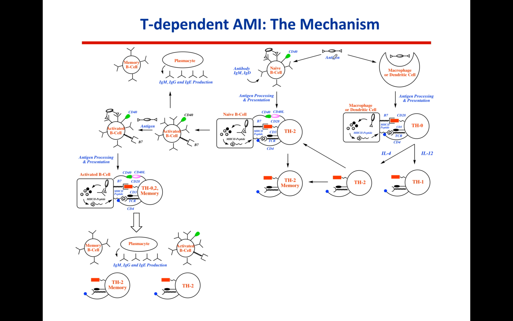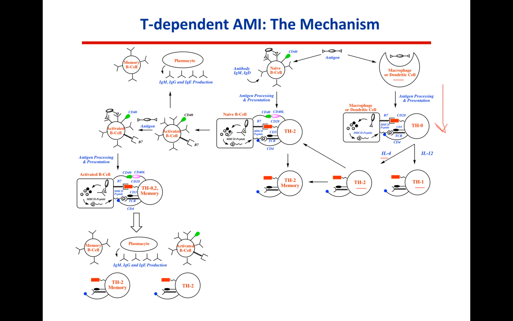So if we have this antigen, it interacts with the macrophage and dendritic cell, you get antigen processing. In the presence of IL-12, you get Th1 cells produced. With IL-4, you get Th2 cells produced and proliferating. You also get memory cells that are proliferating.